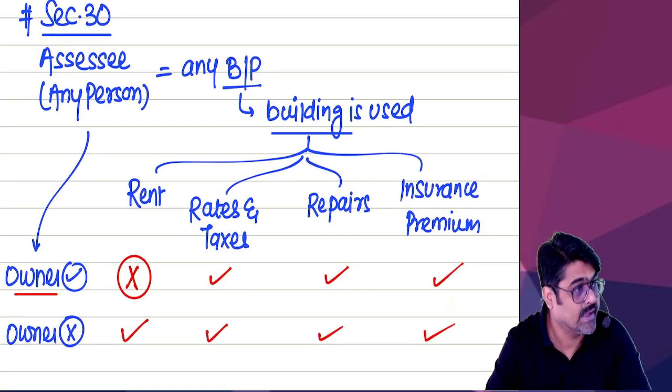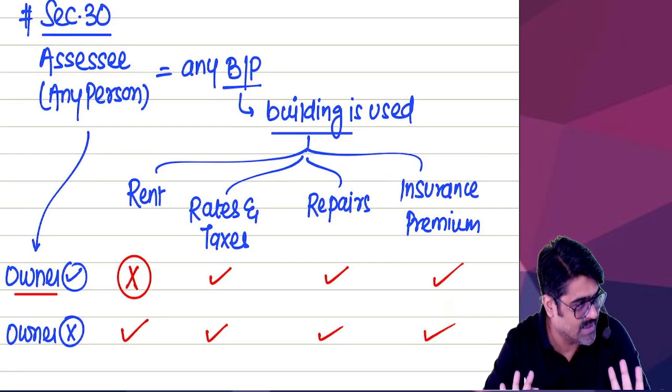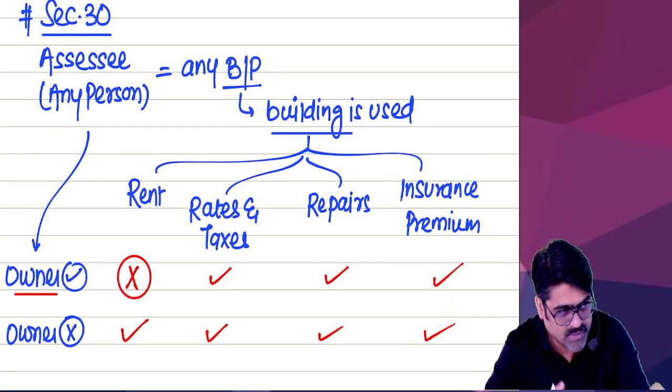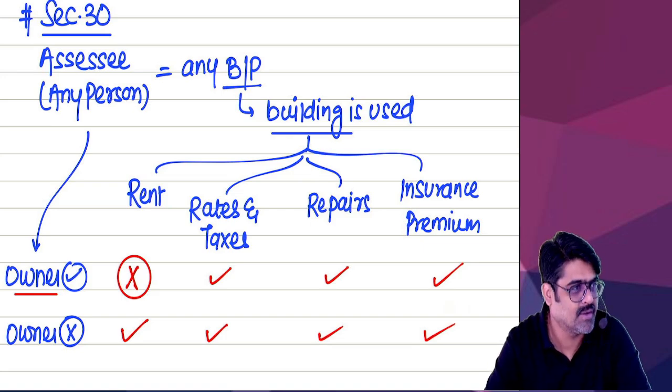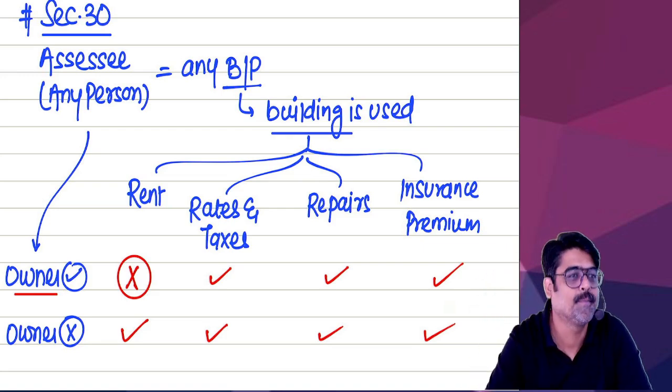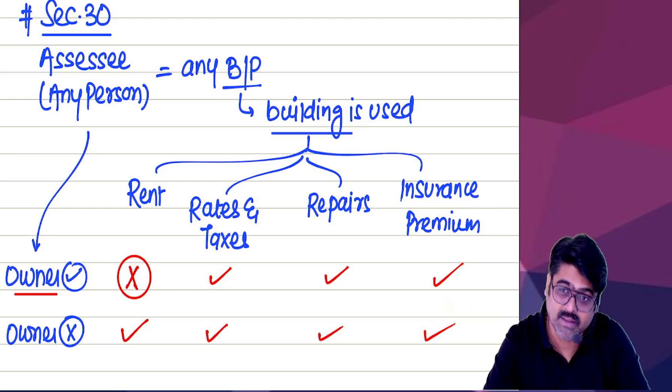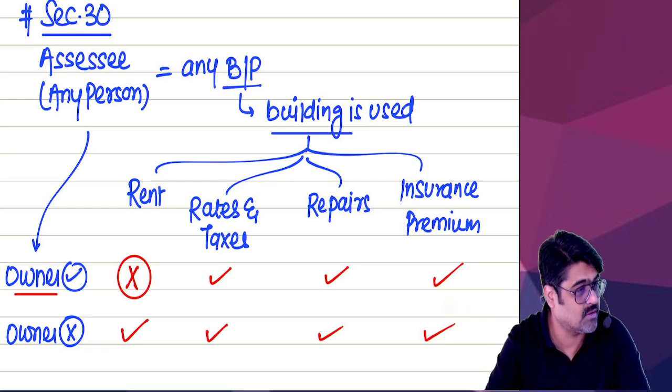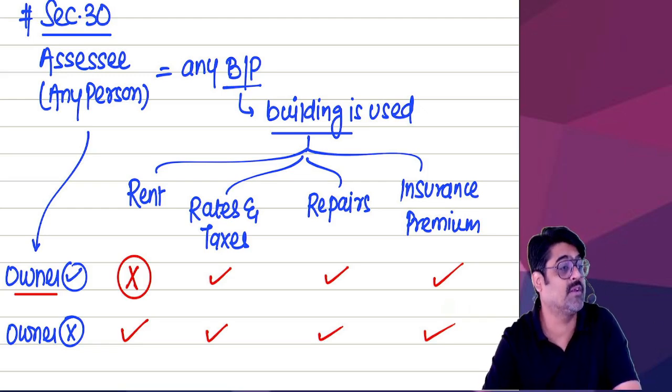Now tell me, any other expense of this building can be there? Any other expense of this building can be there. But will you take the deduction of those expenses? You can take, but not under section 30. It will be allowed under other sections. Hello? It is not the case that you are not going to get the deduction for those expenses. Those expenses will also be allowed because those are the expenses of this building only.